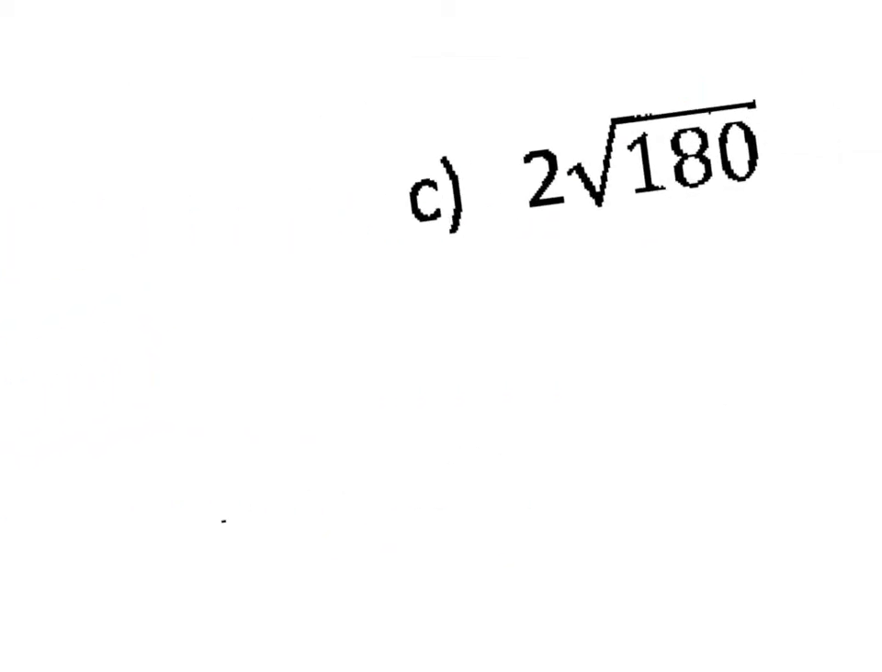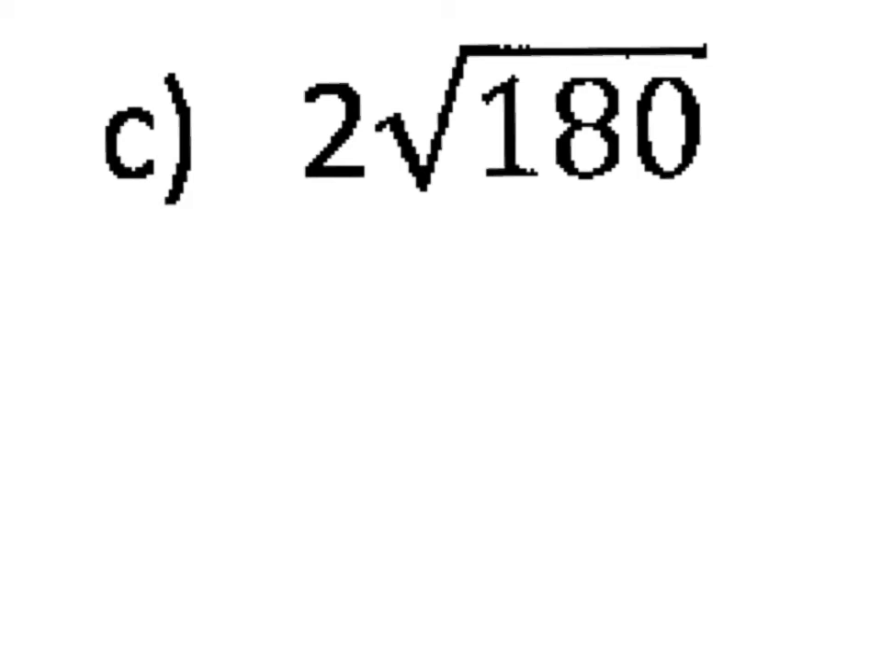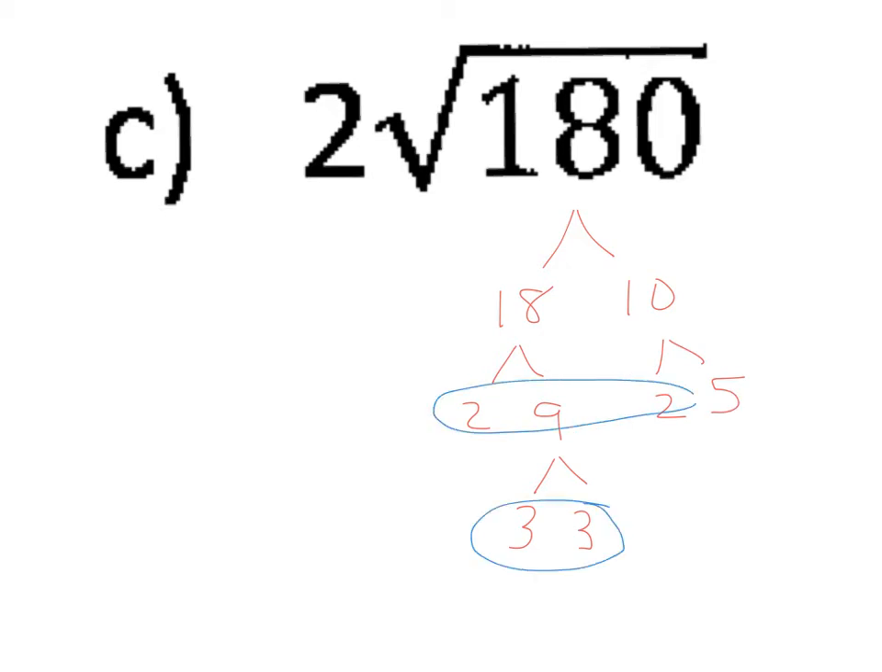So now we're going to move to C. On this one, you're still going to be breaking down this 180. However, we now have a number out front, okay? It doesn't change our first step. We're still going to go ahead and break this down to like 18 and 10, and then 18 can go to 2 and 9, and then 9 can go to 3 and 3, and the 10 will go to 2 and 5. So it still doesn't change what we do. We're still looking for pairs. Okay, I'm not circling the 9 there. I'm just circling the 2s.